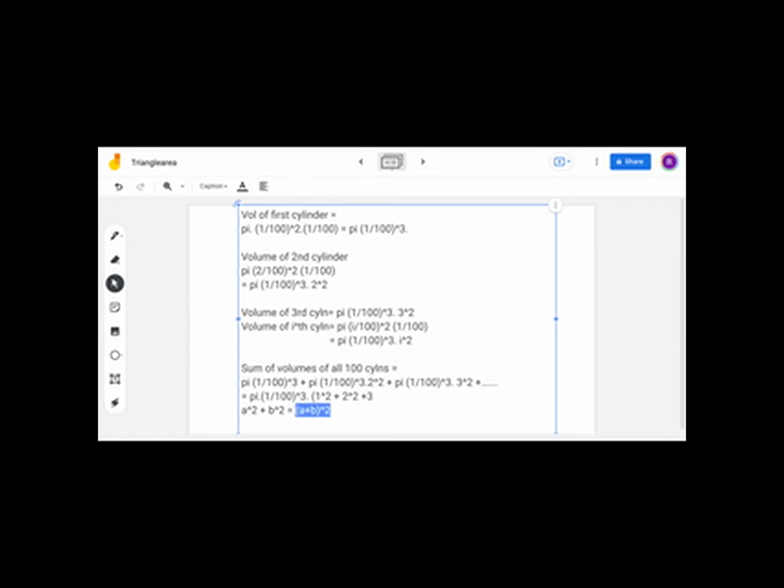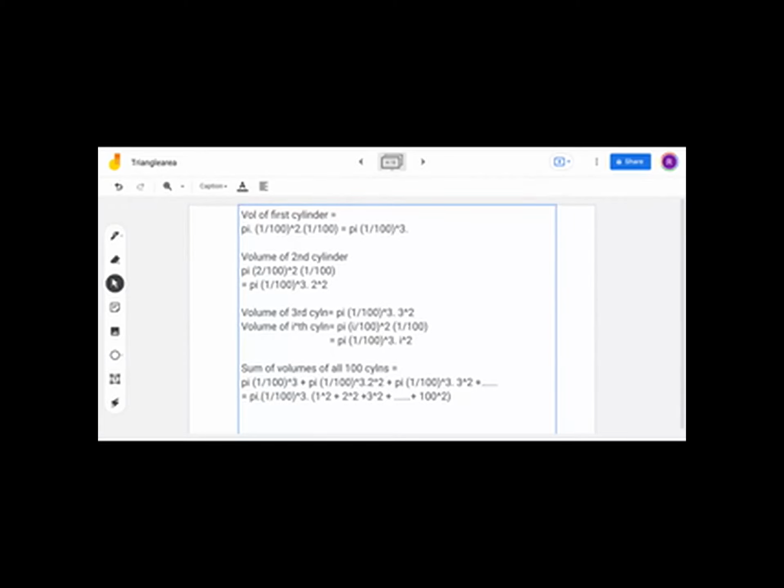Correct? So what do I get? 1 squared plus 2 squared plus 3 squared, like this all the way till 100 squared. And I cannot write this as 1 plus 2 plus 3 till 100 whole squared. I cannot do that. Now can someone tell me how do I calculate this? Does anyone know how to calculate 1 squared plus 2 squared plus 3 squared till 100 squared?